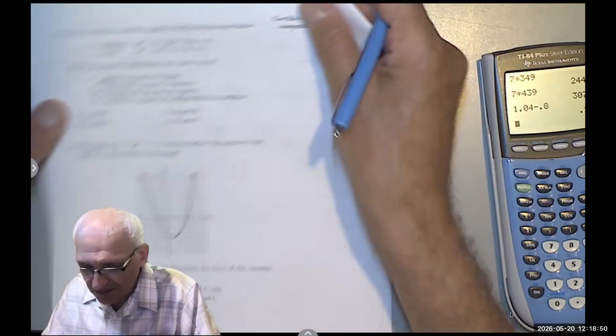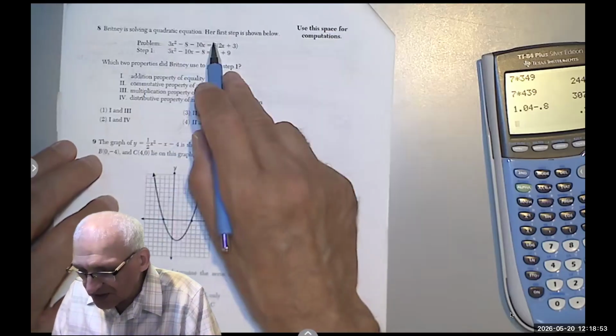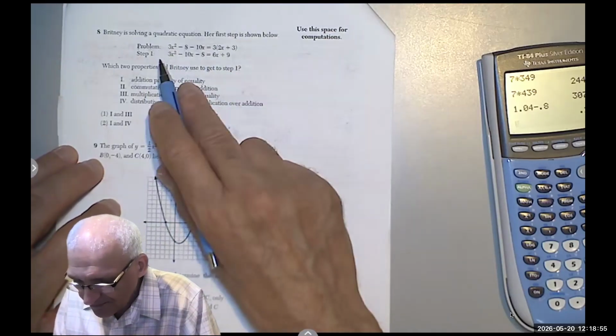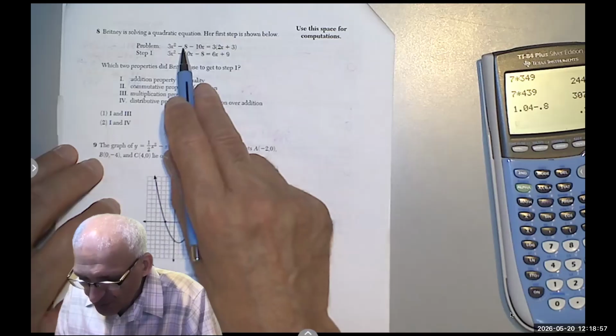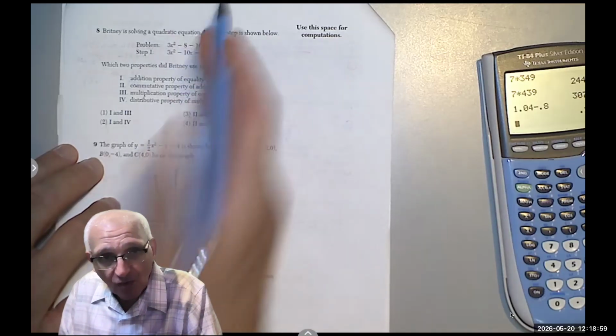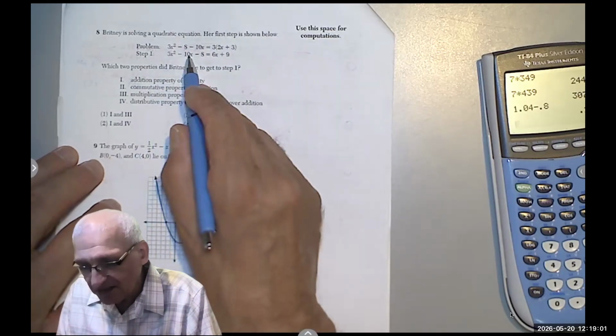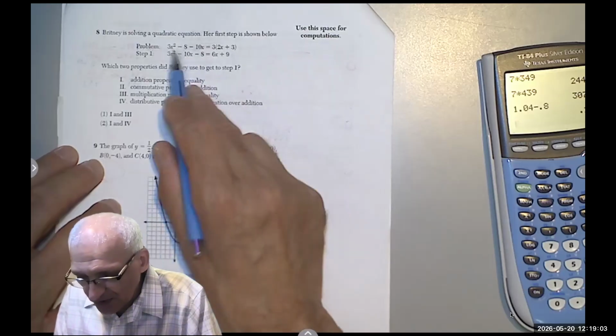What do we have here? Brittany is solving a quadratic equation. Her first step is shown below. So first of all, she switched the 10x to make it in order, like square and then linear and then constant. So what do we call that?